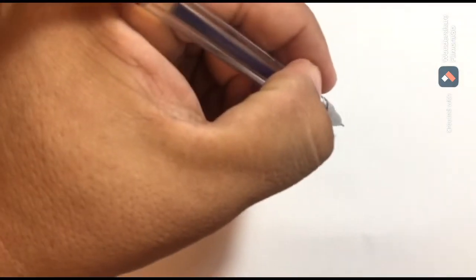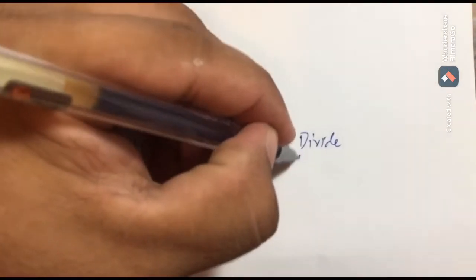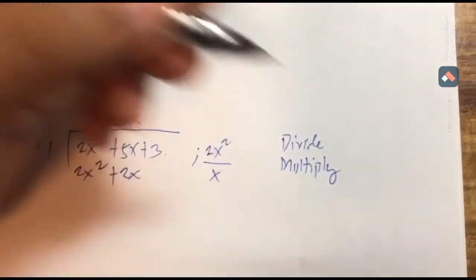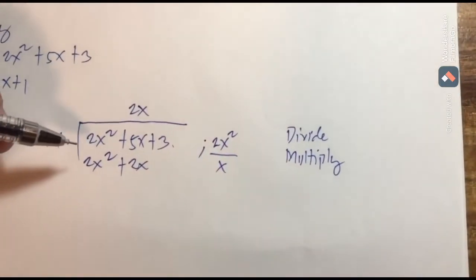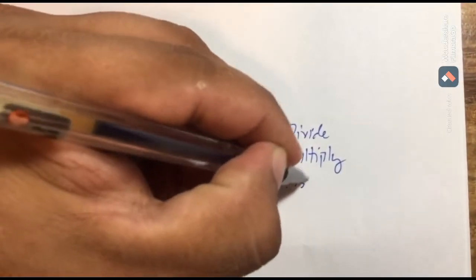So our first step is to divide. Second one is to what? We multiply. So after multiplication, we will subtract.